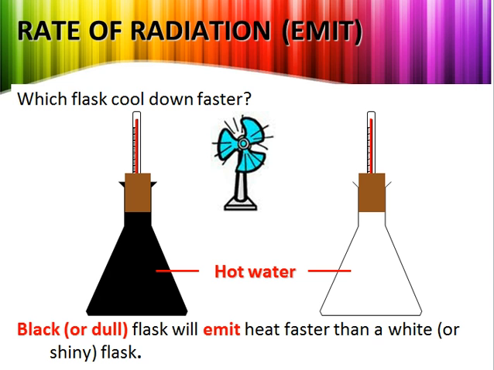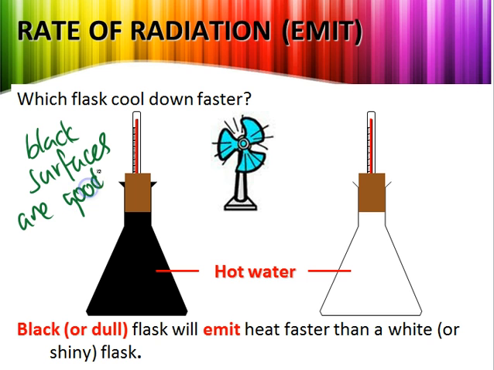So look at the next one. Which flask will cool down faster? In actual fact, the black one will also emit heat faster. Initially it absorbs heat fast, but with the same type of surface, the black one will also emit heat fast. So black surfaces are good absorbers and emitters of heat.